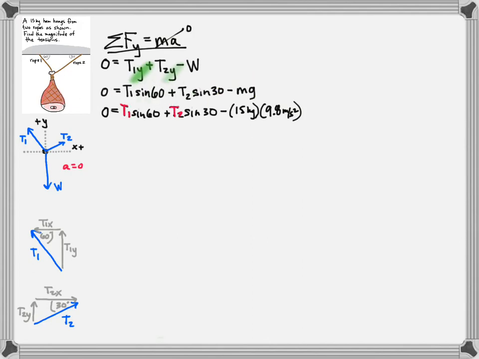And we'll notice that we have one equation and two unknowns. So we cannot solve directly. We need another equation to solve. So we're going to get that from the x direction.